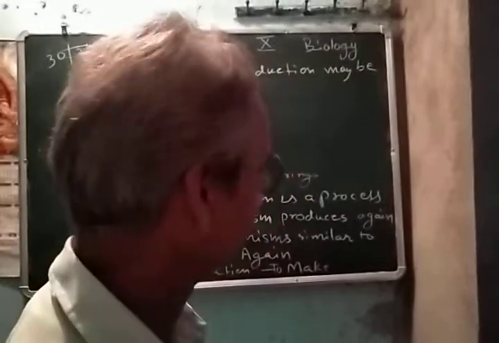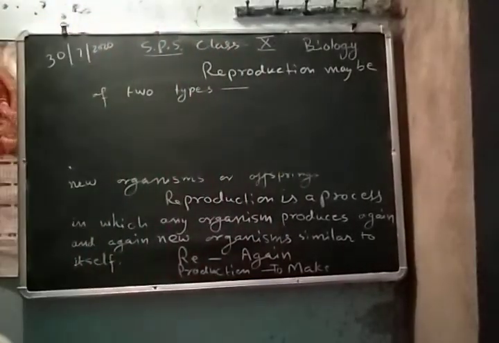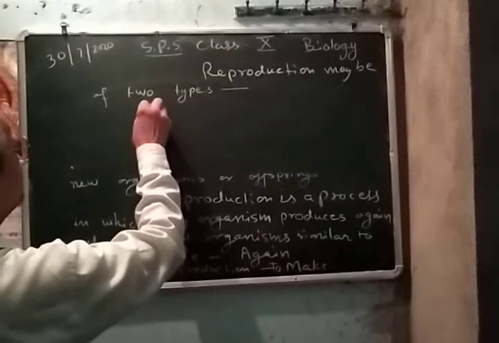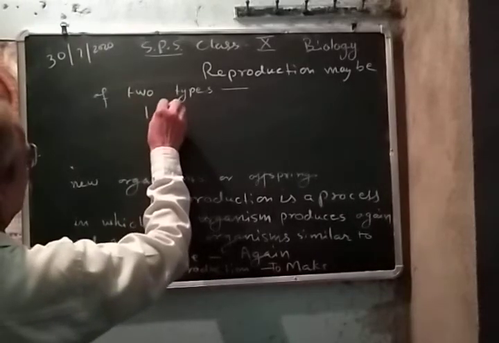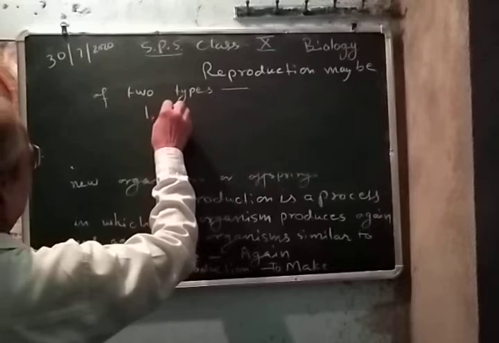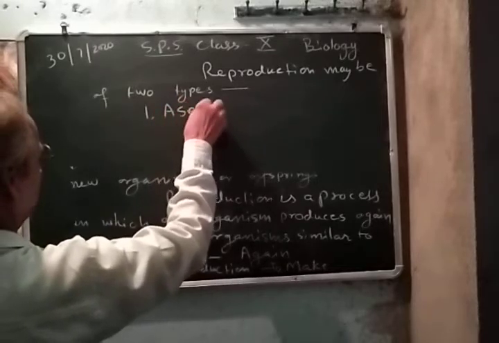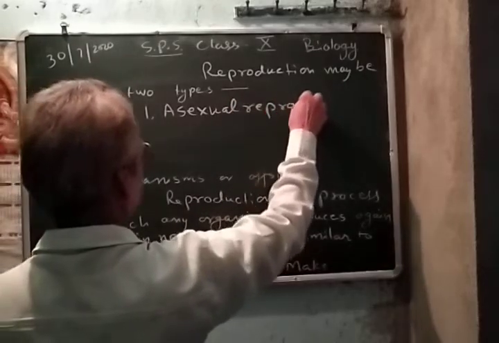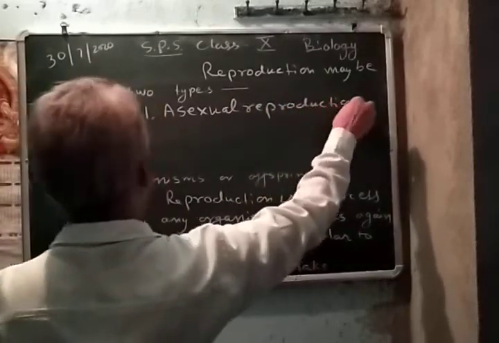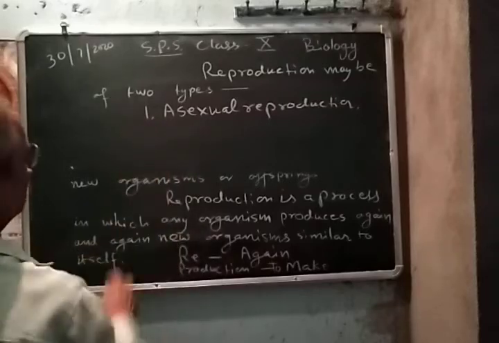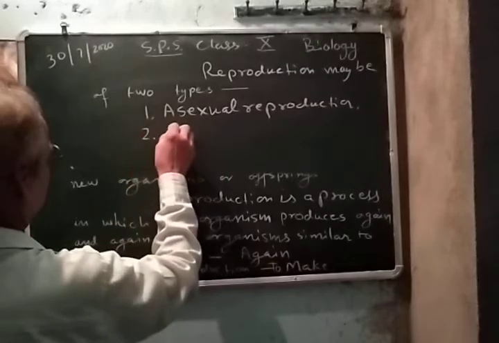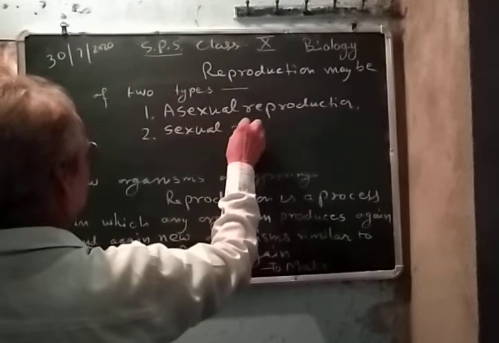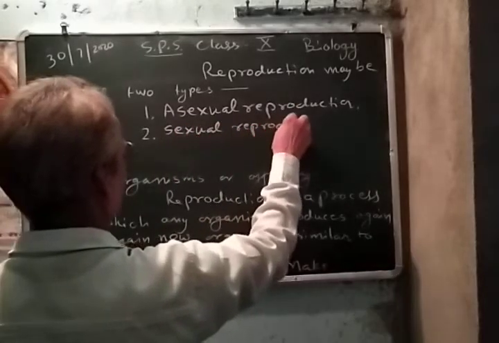First is asexual reproduction. And second, sexual reproduction.